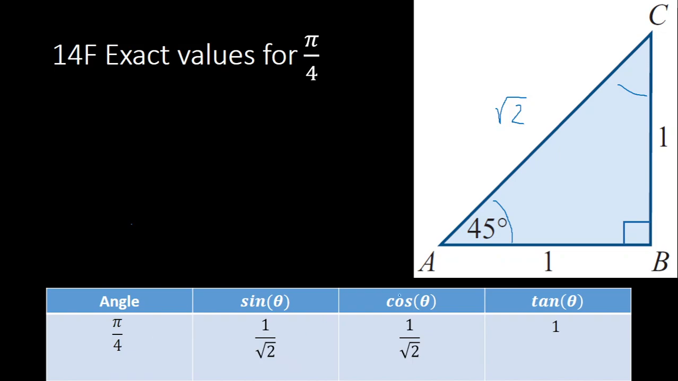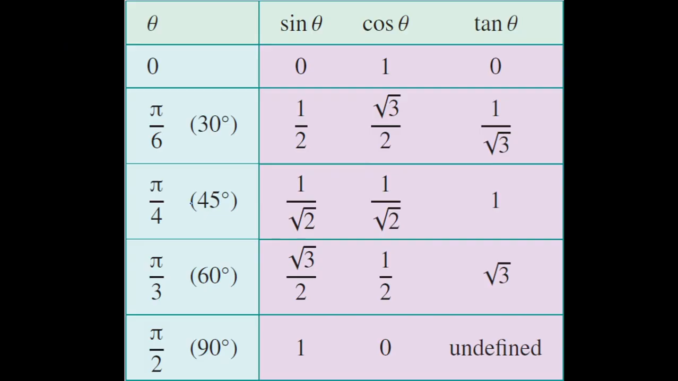And we get sine and cos to be 1 on root 2. If we rationalize the root, it's also equivalent to root 2 on 2. So both values are acceptable. And when you do the ratio, tangent is 1 on 1, or 1. We summarize that as a table. The angles are listed from the lowest to the highest. So 0, 30 degrees, 45, 60, 90.